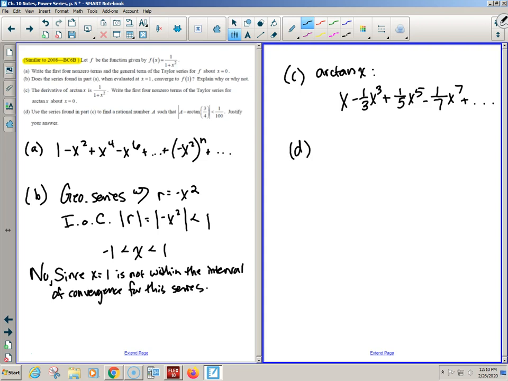I'll read it because it's gotten small, right? Use the series found in C to find a rational number A such that, I want to find this guy. Now, hold on, what does this kind of look like? The alternating series estimation theorem, right? Sorry, estimation remainder theorem. There we go.